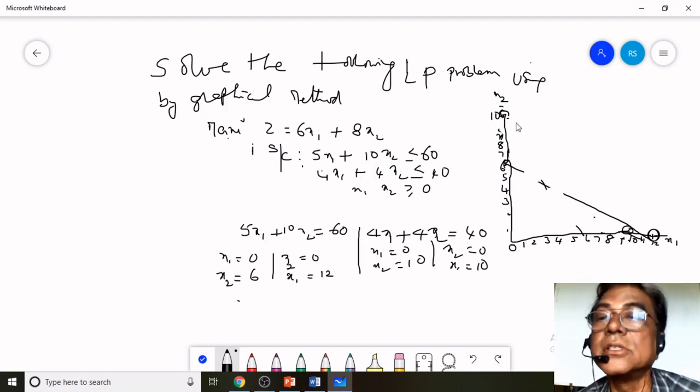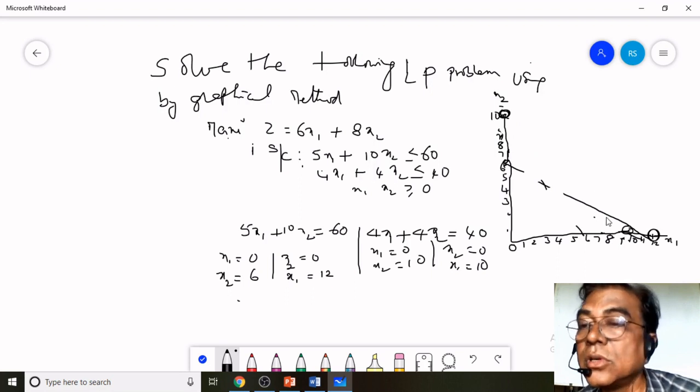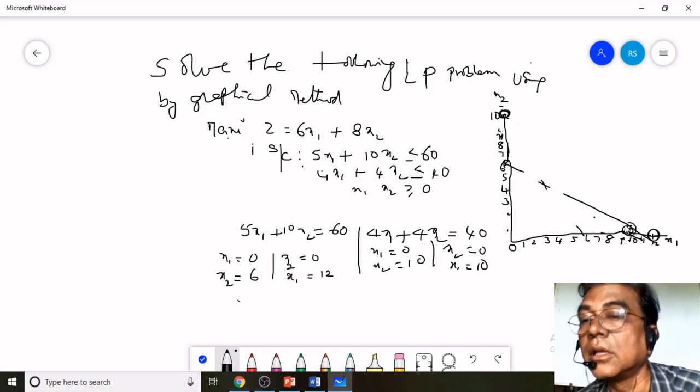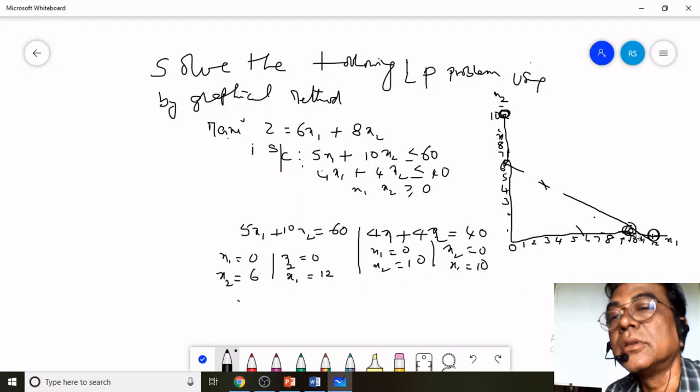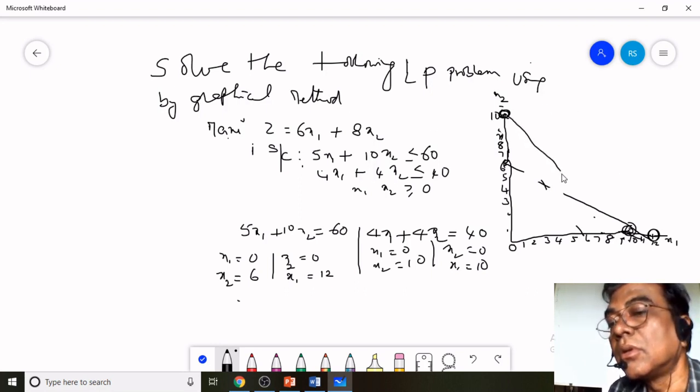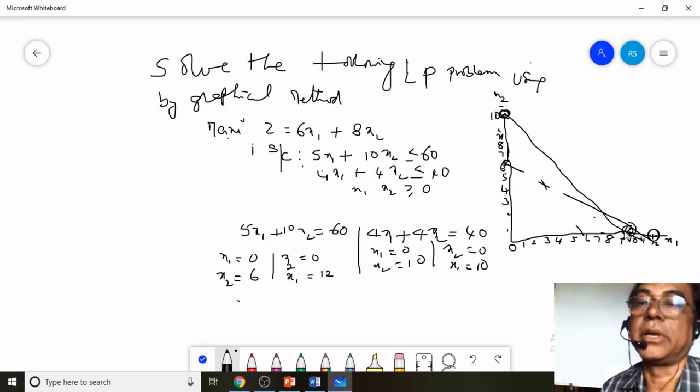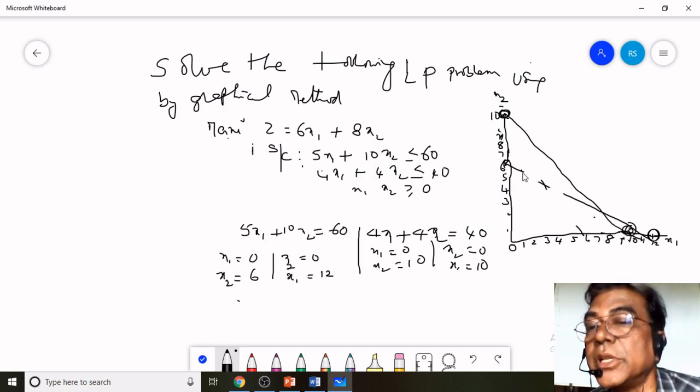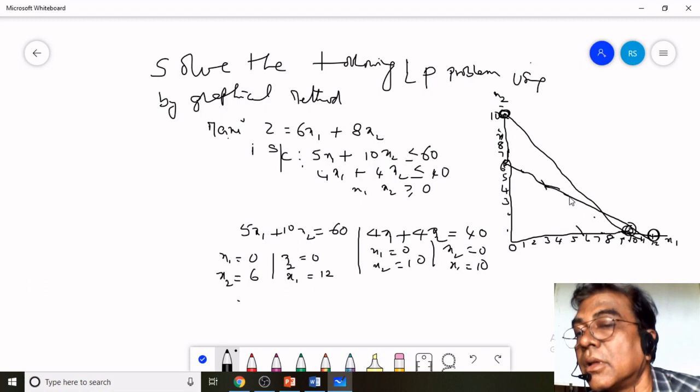So the other point, x2 is equal to 10, x1 is equal to 10. Now join these 2 points. So now come to this point also. Please join this point. Line.